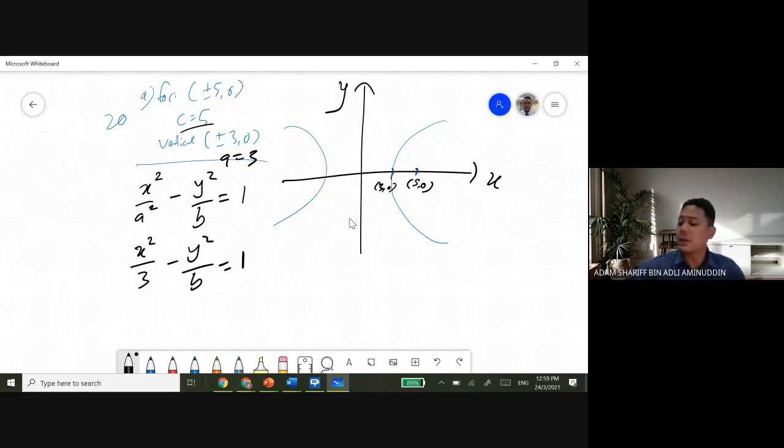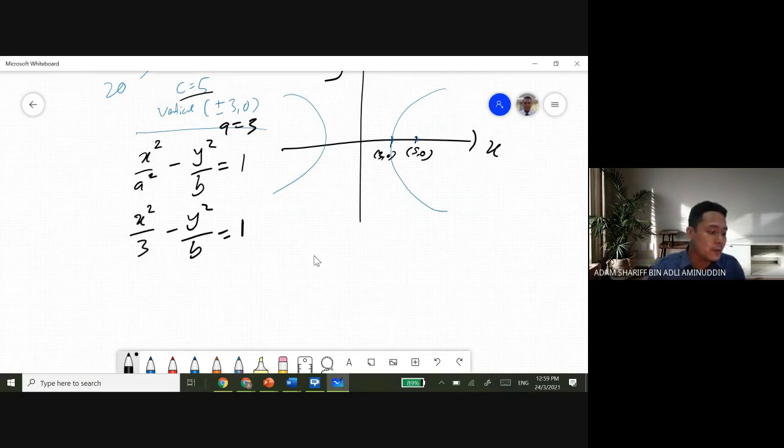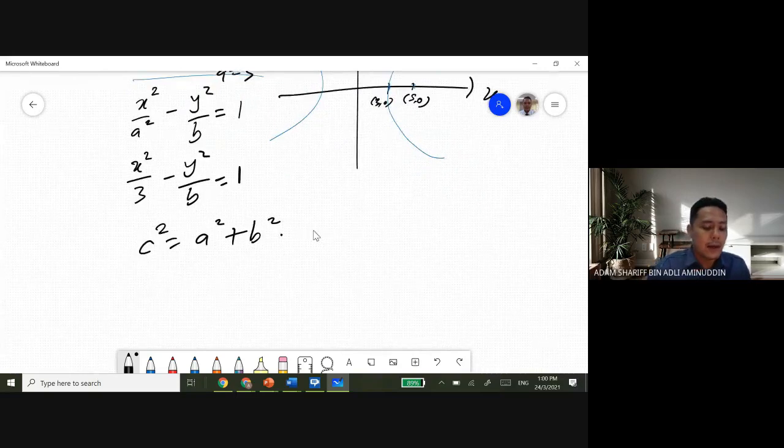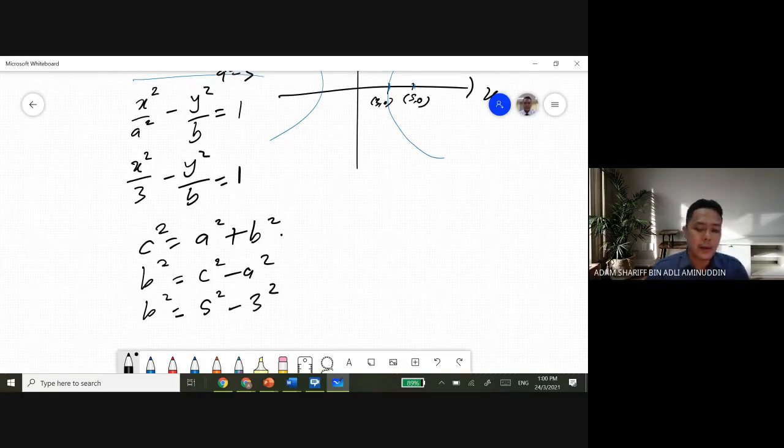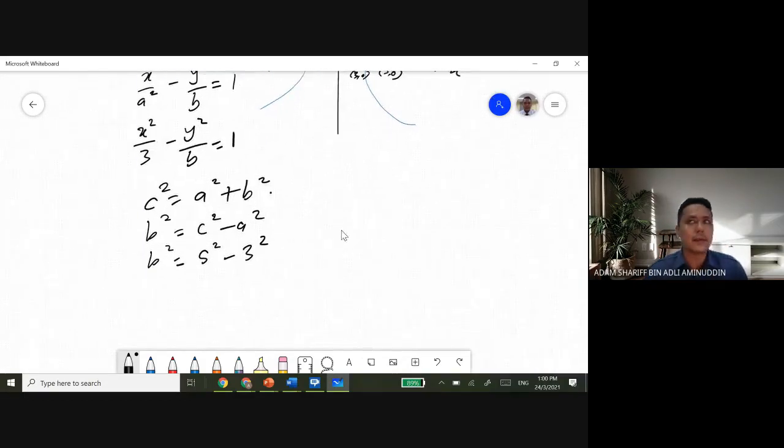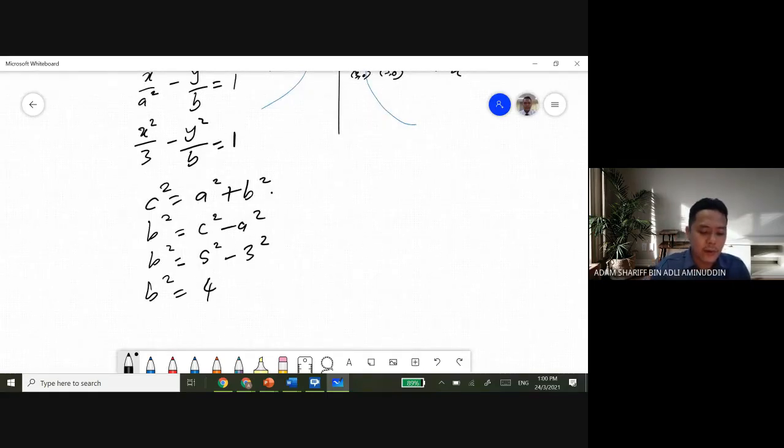Alright, can be now. So, we don't know B yet, but you know that this equation can be found by C squared equals to A squared plus B squared for the case of hyperbola. Therefore, we can know B here. B squared equals to C squared minus A squared. B squared equals to C is 25, 5 squared lah saya tulis tolak 3 squared, and this is directly Pythagorean punya triplets, therefore B squared equals to 4 squared.